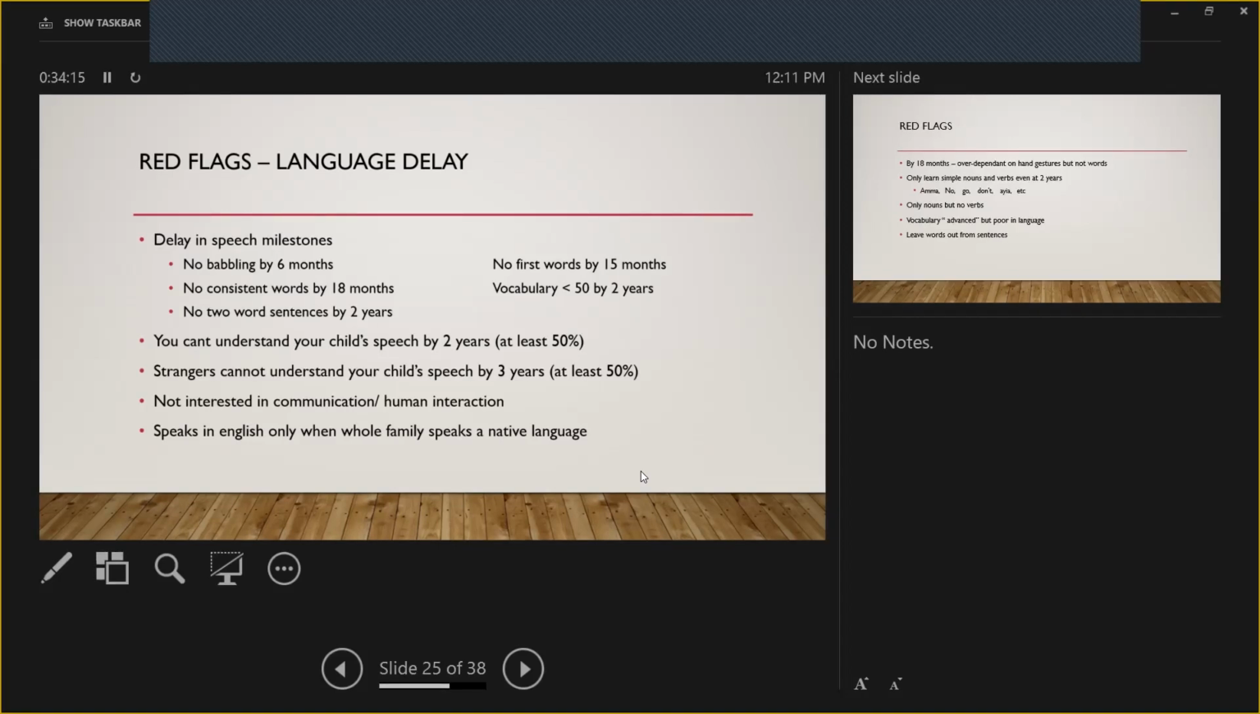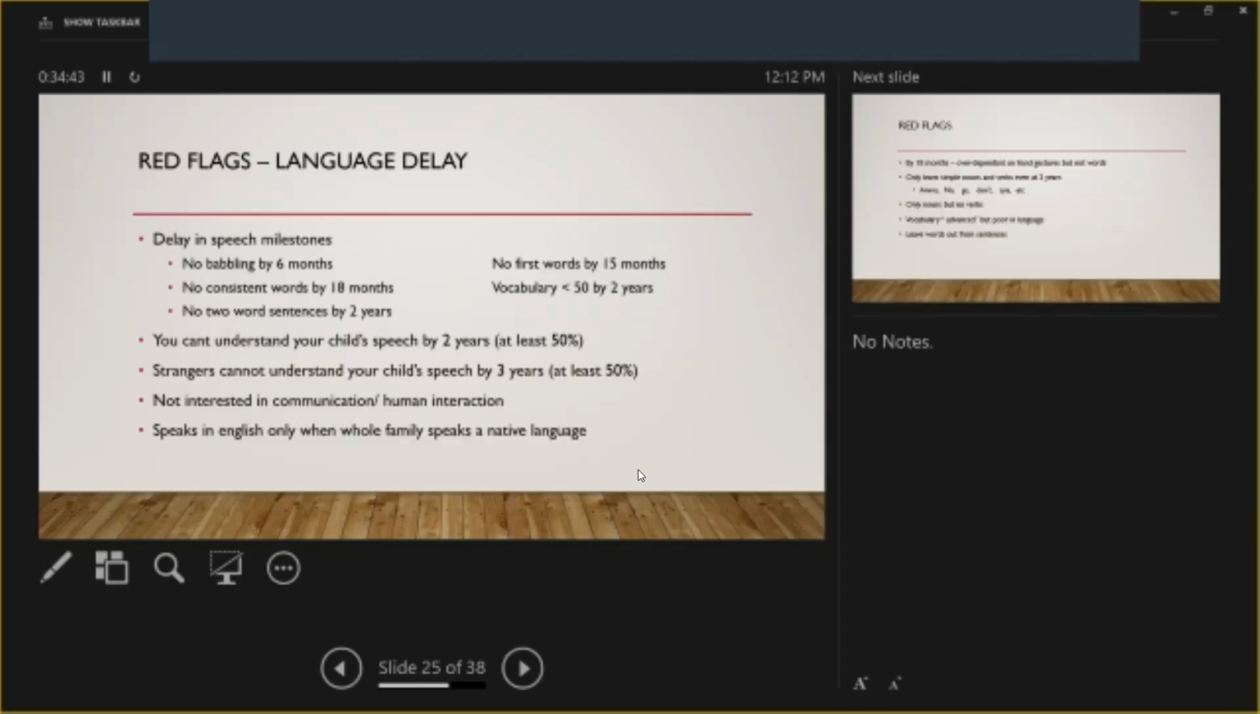Then there's a worry if strangers can't understand the child's speech by 3 years. So your own child, 50% of what the child is talking, you should understand by 2 years. If you are a stranger, 50% of the child's speech should be understood by you by 3 years of age. Normally by 4 years, anyone should understand what the child is saying.